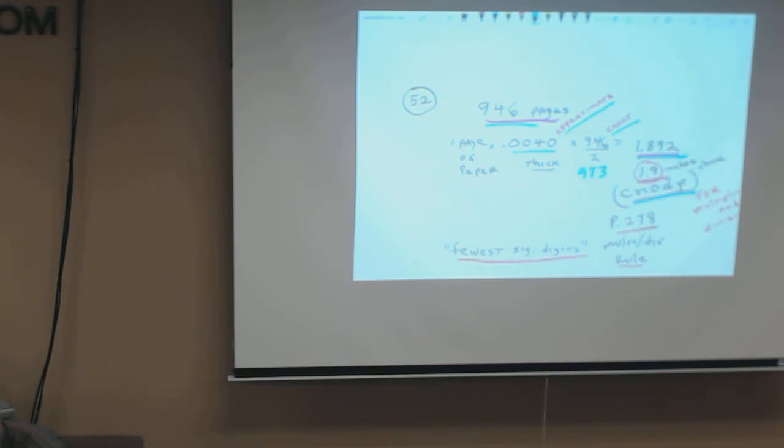But how many significant digits are in this measurement here? It's on page 278. The rules for multiplication and division. My answer can only have as many significant digits as the number that you've approximated that has the least digits. And how many significant digits does this number have? It has 2. It says 40.